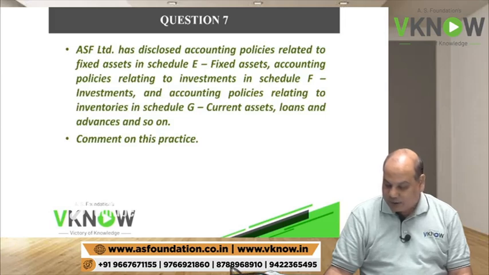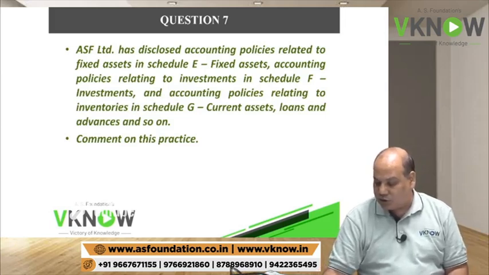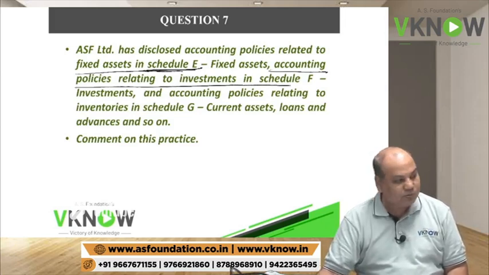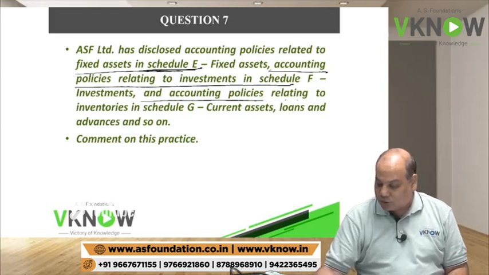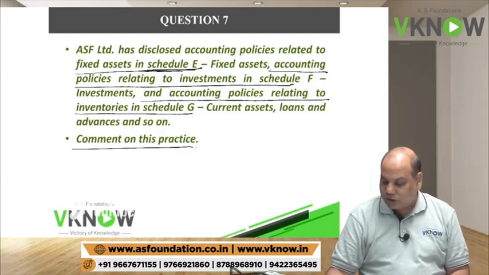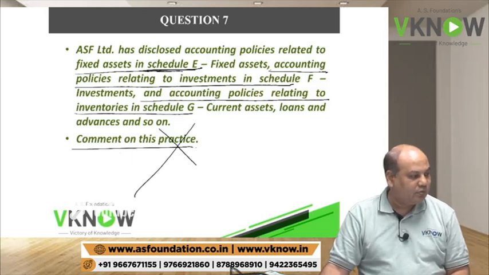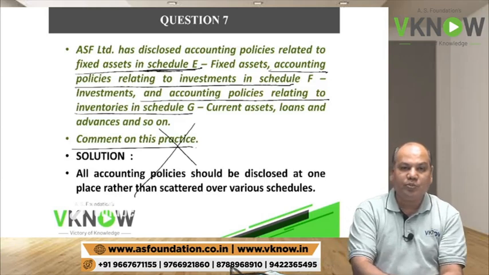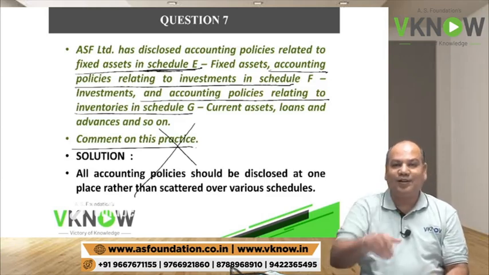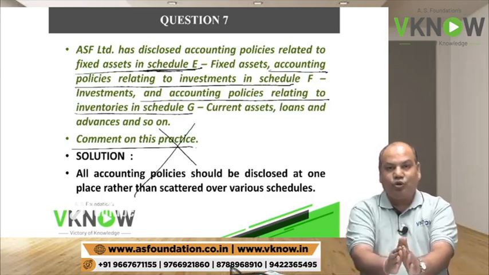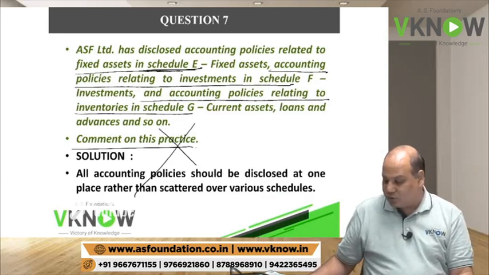Question number 7. ASF Limited has disclosed accounting policy related to fixed asset in Schedule E, accounting policy related to investment in Schedule F, accounting policy related to inventory in Schedule G. Comment on this practice. So they have not disclosed at one place. This is a wrong practice. All accounting policies should be disclosed at one place, and they should not be scattered over various schedules.